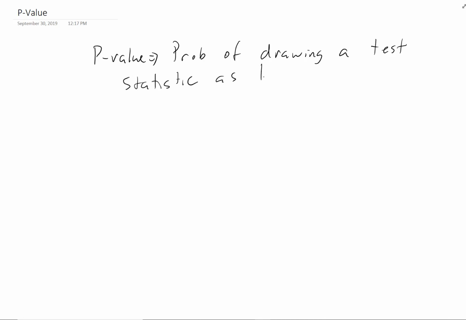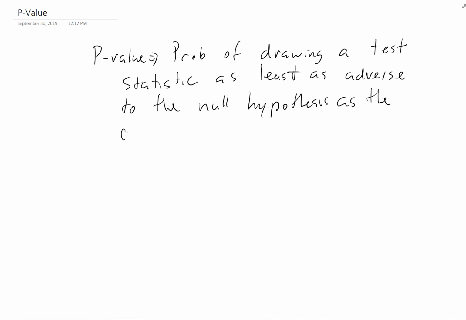So let's write that down. The definition of the p-value is the probability of drawing a test statistic at least as adverse to the null hypothesis as the one you computed, assuming that the null is true.